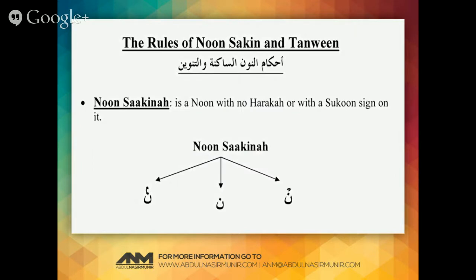Now, the rules of Noon Sakin and Tanween. The Noon Sakina, as we have studied in previous lessons, is a noon with no haraka, meaning no movement, no stretch. Or you can remember this as with a sukoon sign on it. So the noon is called like a jazm or a sukoon or maybe nothing on it. As you can see in the slideshow, there's three or sometimes four different ways of writing the script of the Quran, so we can have different vowels.